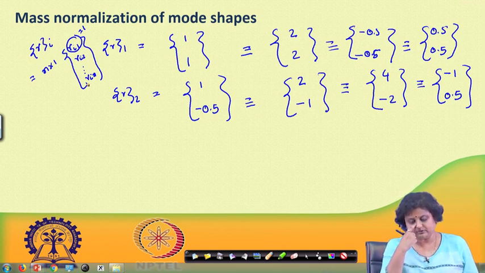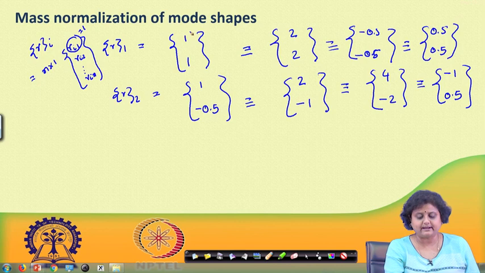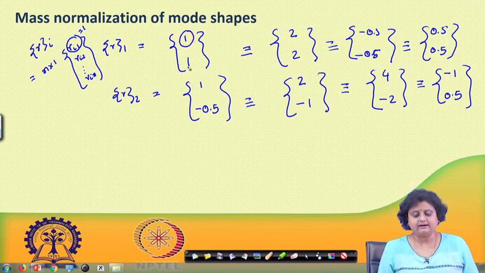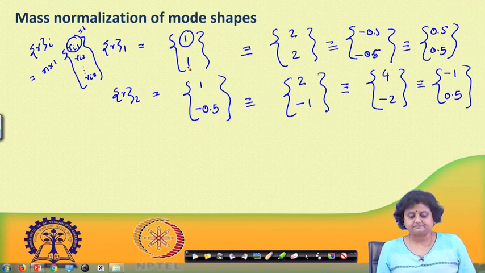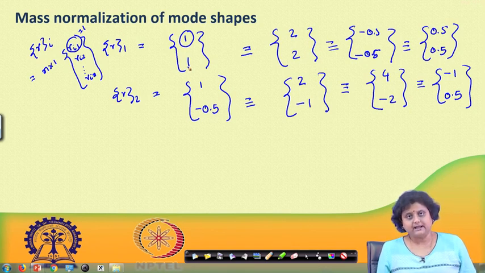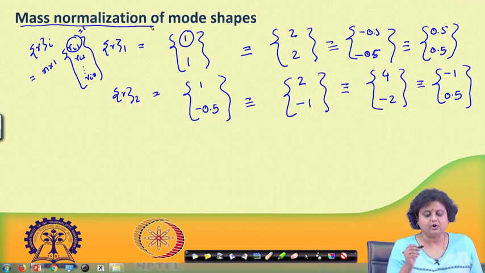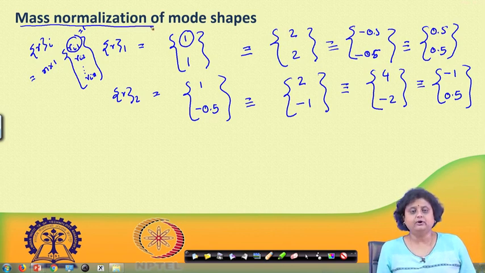So, these two mode shapes that we have evaluated are already normalized in that form. We have taken the first element to be 1, the remaining ones are evaluated with respect to the first element. Now, there is another way of normalizing mode shapes which is called the mass normalization of mode shapes. So, let us look into what is meant by mass normalization.